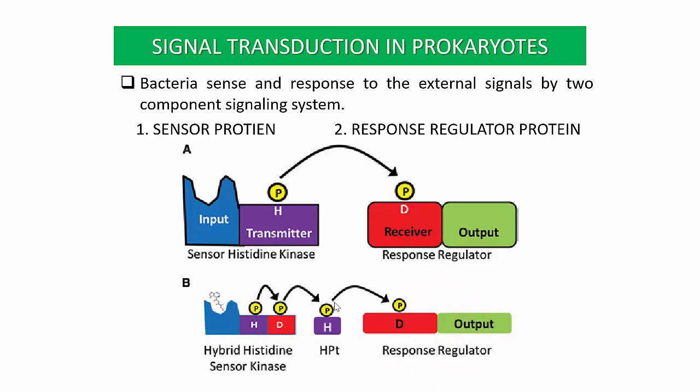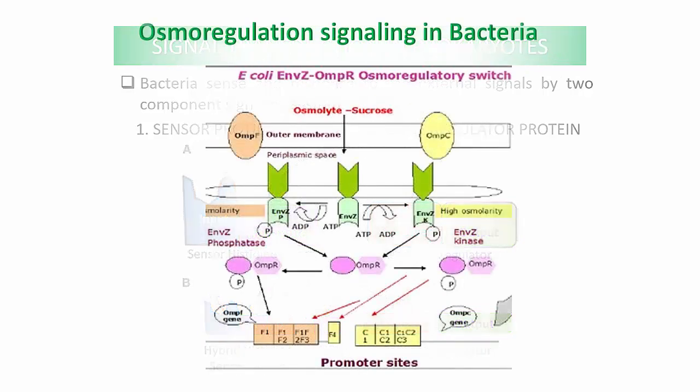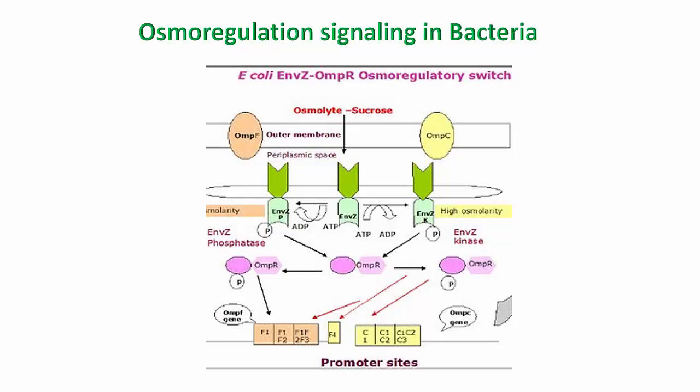Various types of signaling are seen in bacteria, like osmoregulation and chemotaxis. Let us see the osmoregulation signaling in bacteria. For osmoregulation in bacteria, two types of porin proteins are seen in the plasma membrane. One is called OmpF, another is OmpC. The pore made by OmpF is larger than the pore made by OmpC.